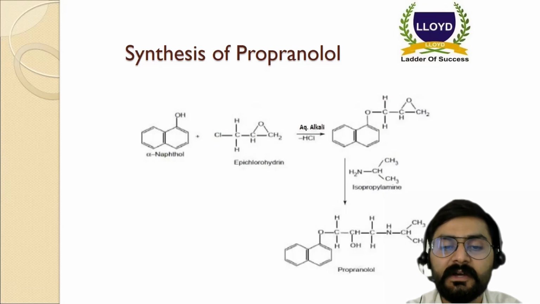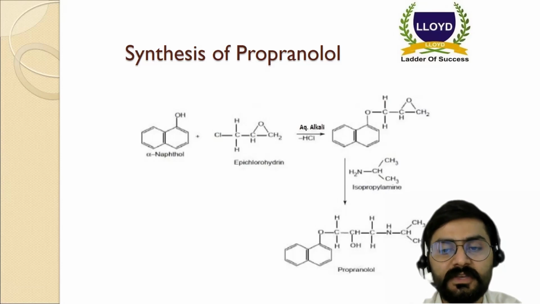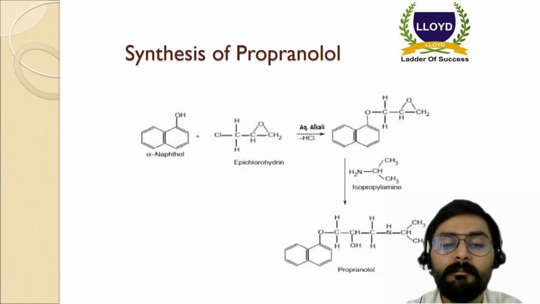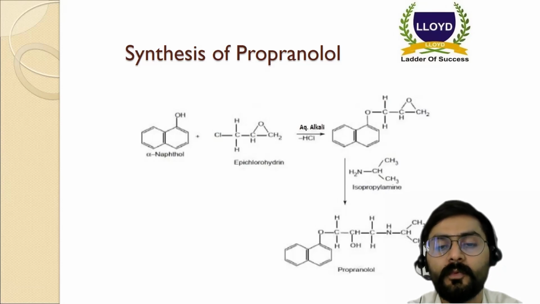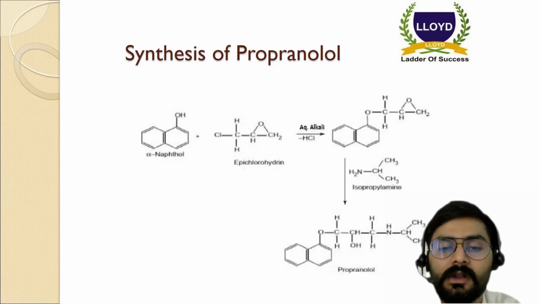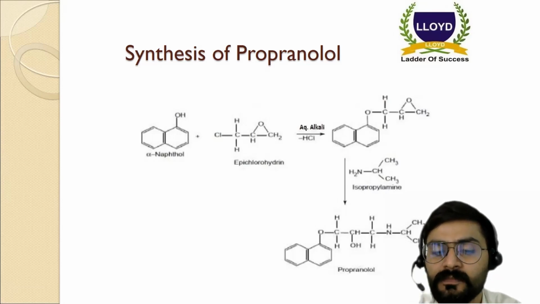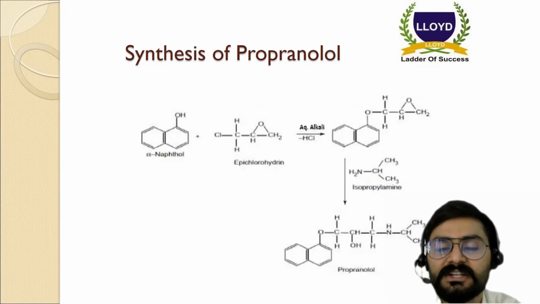The epoxide intermediate reacts with isopropylamine, a nucleophile. The ring opening of the epoxide occurs at the less hindered position, introducing the beta amino alcohol structure. This results in the formation of propranolol. The reaction summary is: 1-naphthol reacts with epichlorohydrin and an epoxide intermediate forms. This epoxide intermediate finally reacts with isopropylamine to give propranolol.